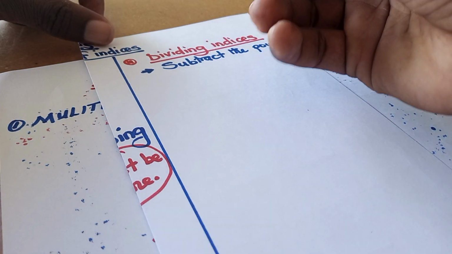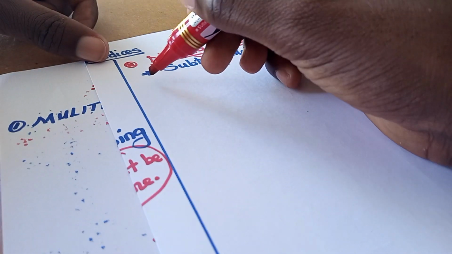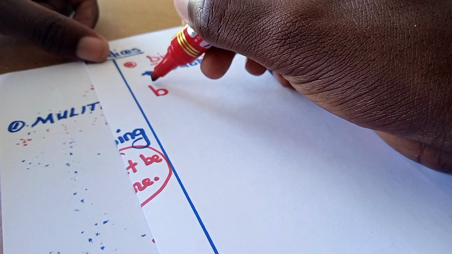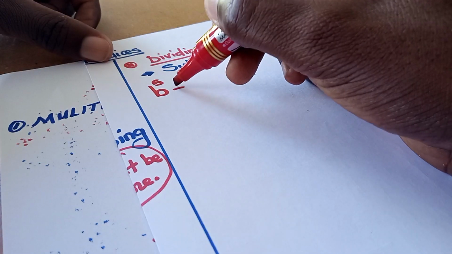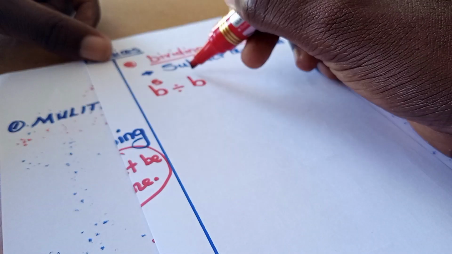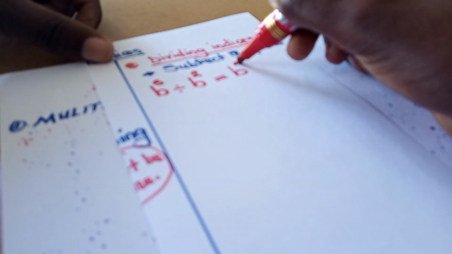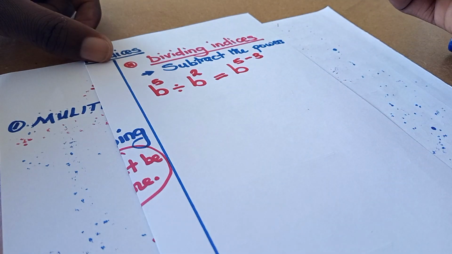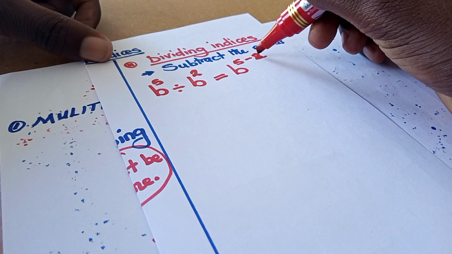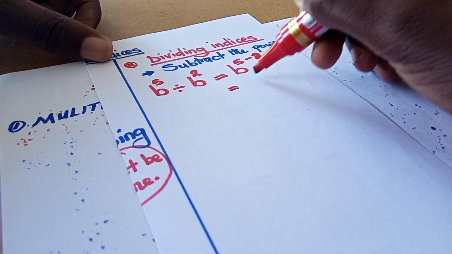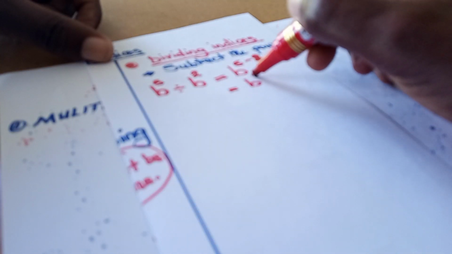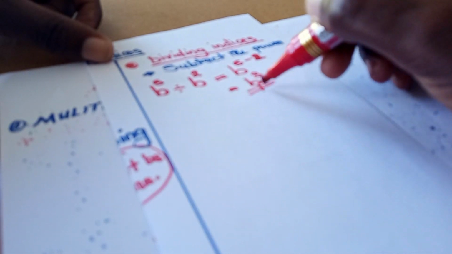Now, let's see what we mean. Let's say, for example, we have b to the power of 5 divided by b to the power of 2. Now this will be equal to b, 5 minus 2, I beg your pardon, 5 minus 2. So this will give us b to the power of 3. That is what you do.